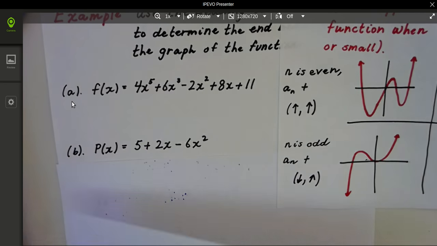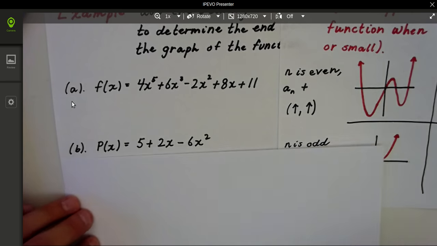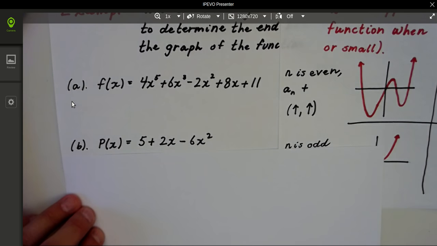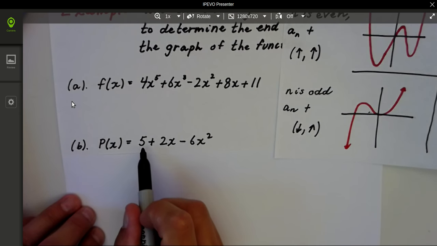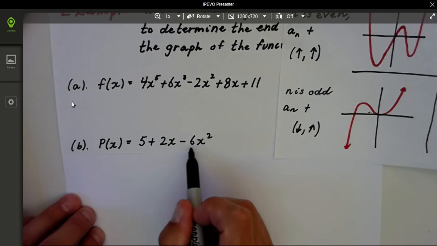Now this one's a little out of order. Okay, so you have p of x equals 5 plus 2x minus 6x squared. So let's look at the degree. You might say, oh, here's the leading coefficient. No, it's not. You got to look for the term that has the largest power. It's not there. That's a 1. There it is right here.